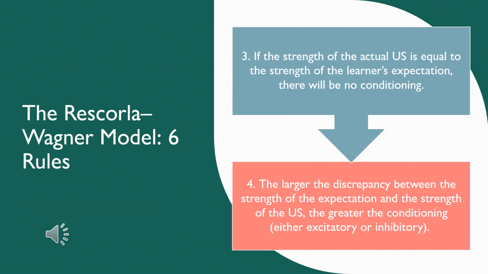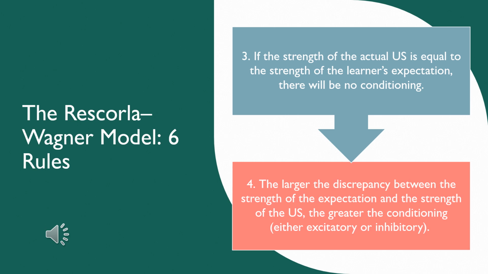So 3 and 4 here, 3 is weakening of associations occurs when the actual outcome is less than expected. So what that means is if the expected unconditioned stimulus does not occur, or if it's weaker than expected, the association between the CS and the US weakens, and the organism is surprised by the absence or the lower intensity of the US, and as a result, the strength of the conditioned response will decrease.